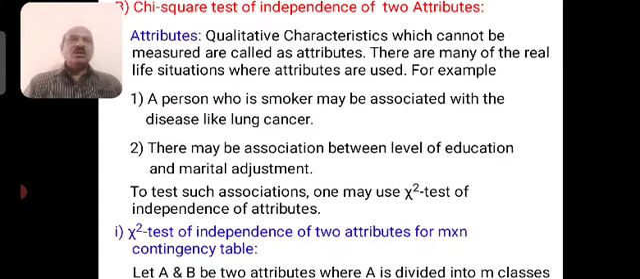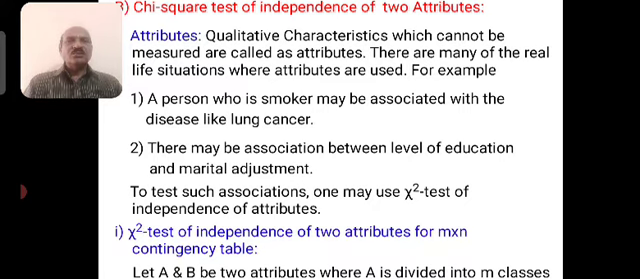There may be many real life situations where attributes are used. For example, a person who is a smoker may be associated with diseases like lung cancer. So whether there is any association or not, or whether they are independent of each other. These are the two attributes, smoking and disease. Whether they are independent or related with one another, we have to test with the help of this chi-square test of independence of attributes.